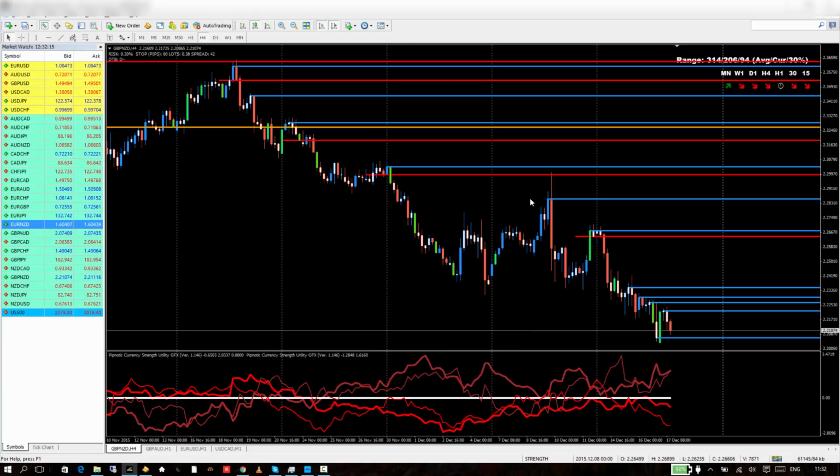And see, here we can see the 4-hour levels, which are the blue ones, the daily levels, which are the red, and the orange levels, which are the weekly. Yes, so that looks like that.